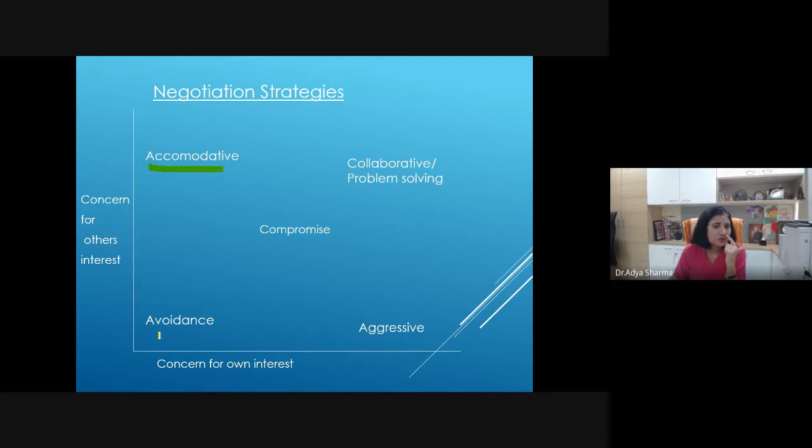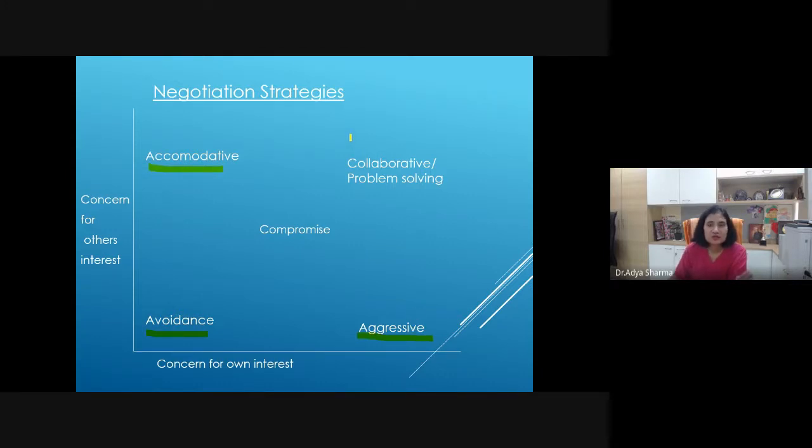Look at this one. This is when you have no concern for your interest and no concern for others' interest. Obviously, there is no relationship, so this will never start. Here you have very high concern for your own interest, but no concern for others' interest. Again, this is not a long-lasting relationship. The other person would most probably stay in this relationship till the time he or she has no choice. But the moment he or she has a choice, he will say, get lost. This is an extremely aggressive relationship, and nobody likes to be in an aggressive relationship.